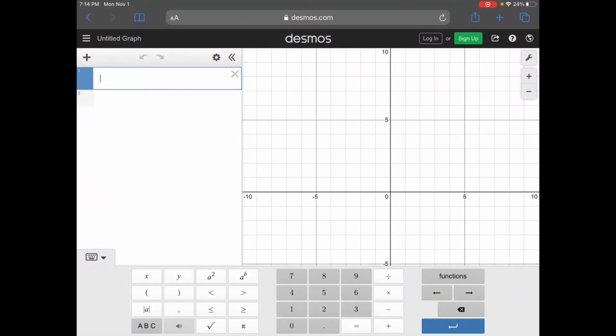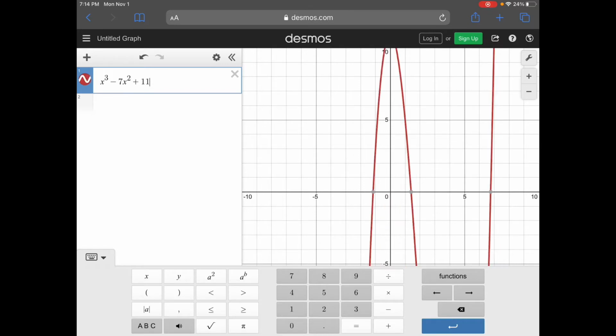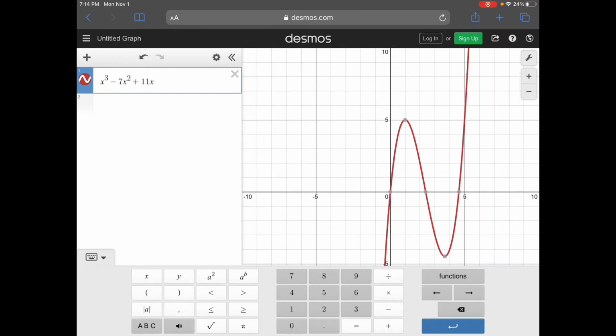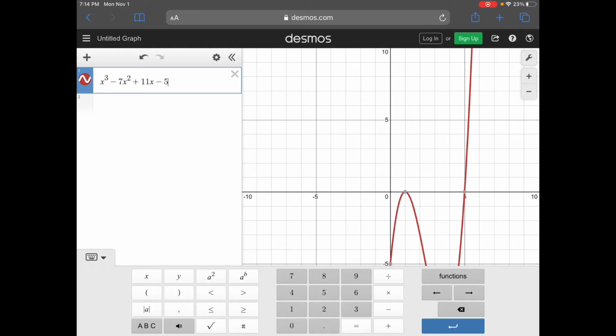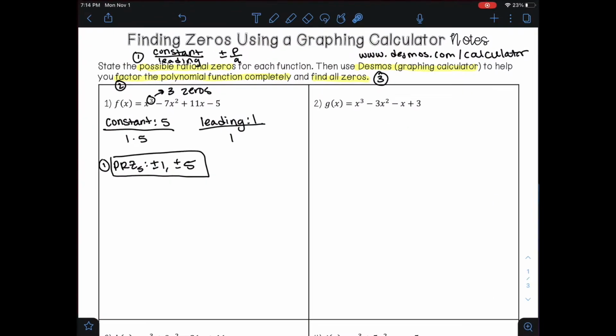In line 1, I'm going to type in the equation that I was given. So that equation is x cubed minus 7x squared plus 11x minus 5. So here you can figure out your zeros one of two ways. By looking at your graph. So here I can see that 1 is a 0 and that 5 is a 0. So right now I know that 1 and 5 are both zeros from my calculator.